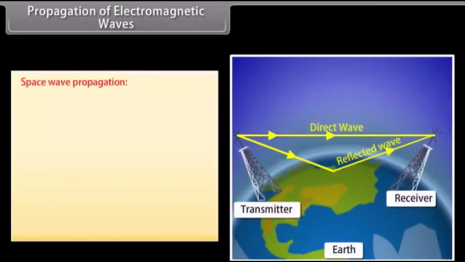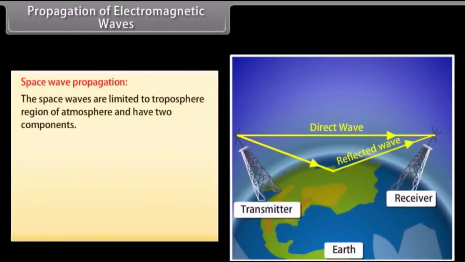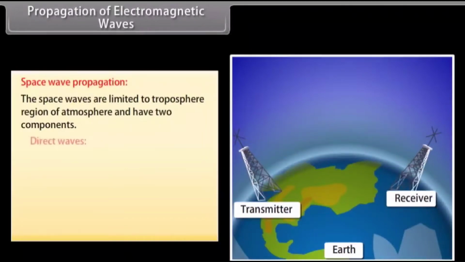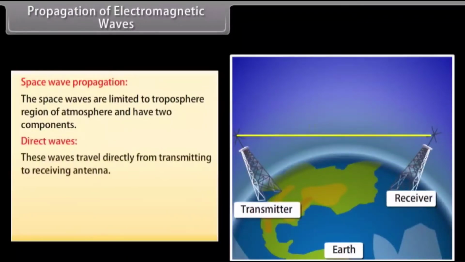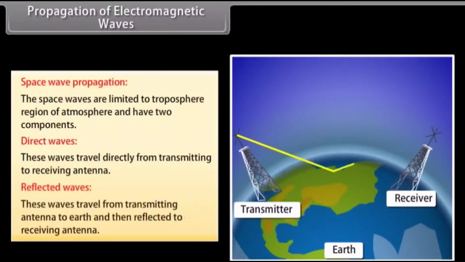Space wave propagation. The space waves are limited to troposphere region of atmosphere and have two components. Direct waves. These waves travel directly from transmitting to receiving antenna. Reflected waves. These waves travel from transmitting antenna to Earth and then reflected to receiving antenna.